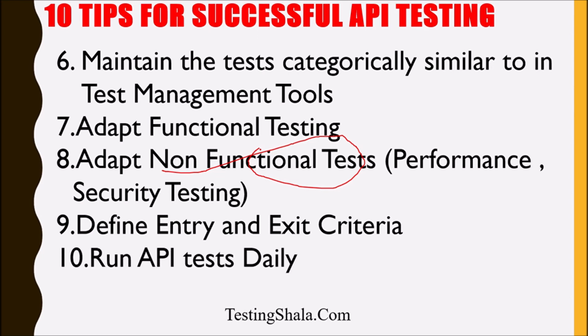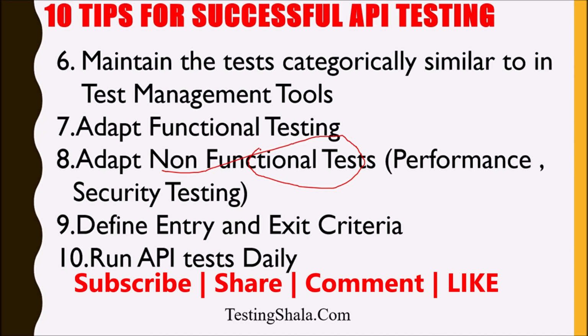The 10th and the last one is run API tests daily, because once you bring in automation, by click of a button you should be able to run all the API tests. You can run these tests because these tests run in the background, not in the UI mode. It is very easy to run every day on a daily basis, so that you can get the results and pass them on to the development team. They can review the test cases and see which area the code has really been broken, so that they can fix those issues, right? Hence, running API tests daily is very important.